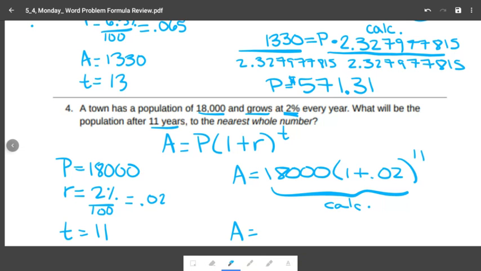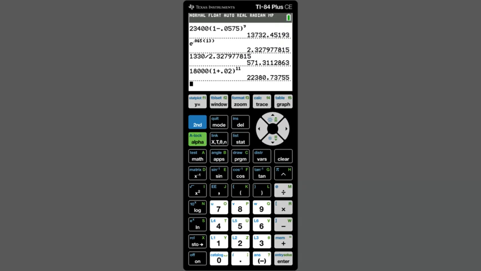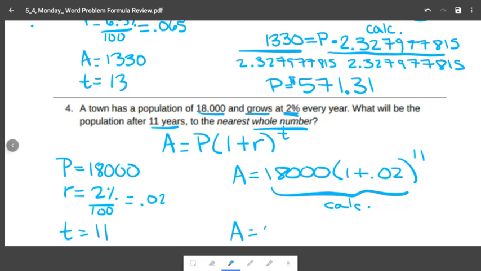Now this question says to round to the nearest whole number. So we're going to go back, and 0.7 makes us round up, so 22,381. If a question tells you to round, you want to follow your rounding rules. So 22,381 people.